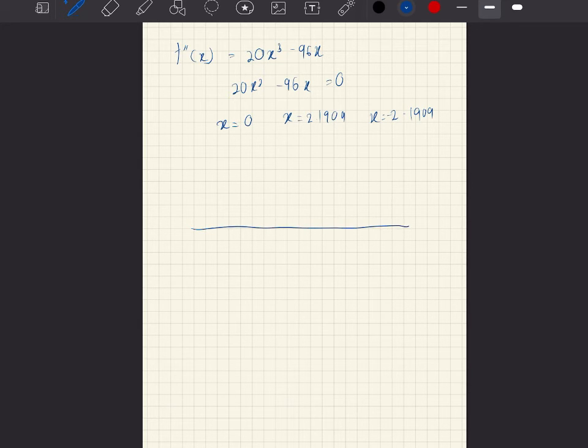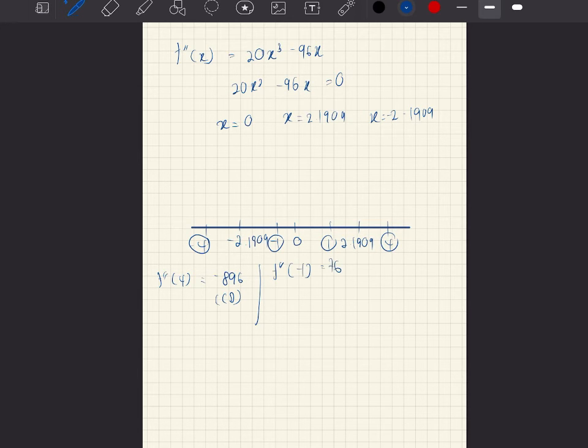So we draw a number line again and put the values here. In between, we put test values negative 4, negative 1, 1, and 4. So we plug these values into the second derivative. If the result is negative, it will be concave down. Then concave up. Negative again, concave down.